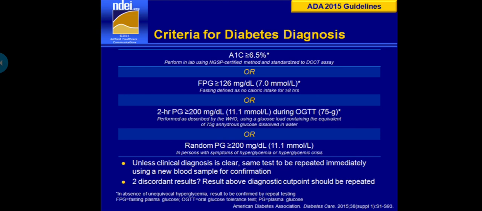So what is the criteria for diabetes diagnosis? In pathology it will be discussed again, but diagnosis of diabetes requires HbA1c of more than 6.5%. HbA1c is glycated hemoglobin. When there is hyperglycemia, a part of hemoglobin becomes glycated, and that percentage is increased. If it is more than 6.5% of the total hemoglobin, then we can call it diabetes.